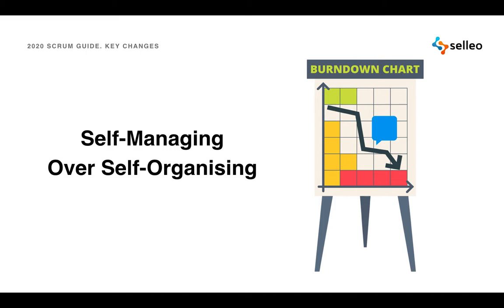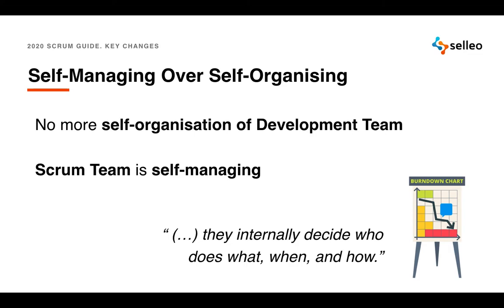Self-managing over self-organizing. There is no more self-organization of the development team. Well, there is no more development team either. So what happened? Since we do not have a team within a team, as I mentioned before, now we are moving towards a self-managing Scrum team as a whole, product owner together with the developers. Scrum Guide clarifies that it means they internally decide who does what, when, and how.